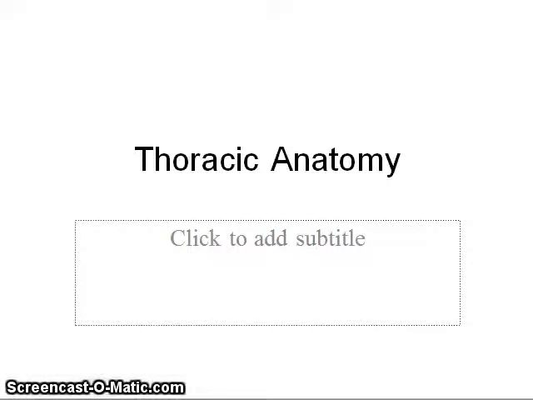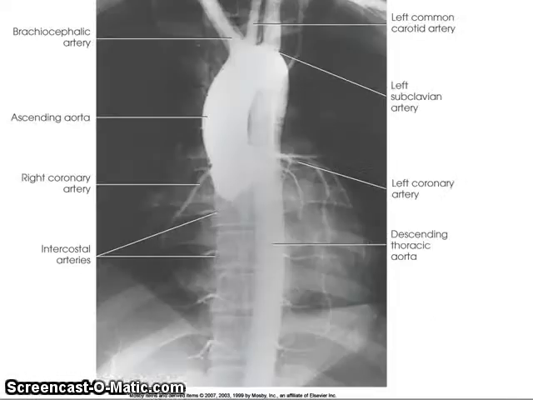This lecture is about the thoracic anatomy. We're going to start with an aortogram. And so this area here is considered the root of the aorta. This is also where the aortic valve is.